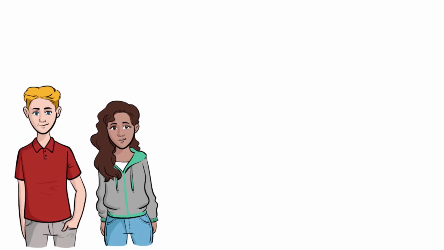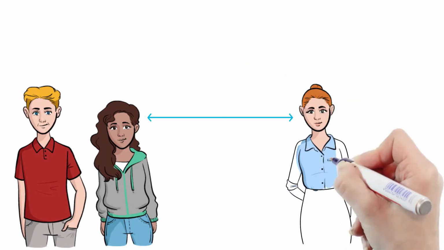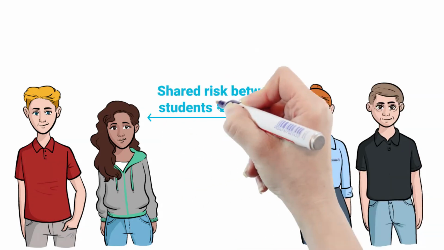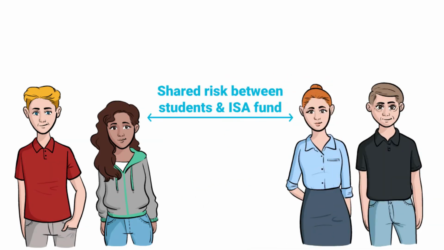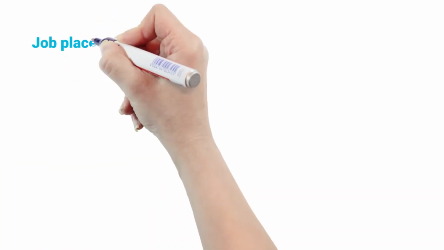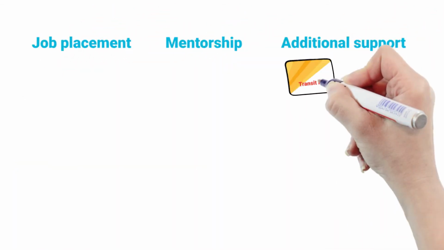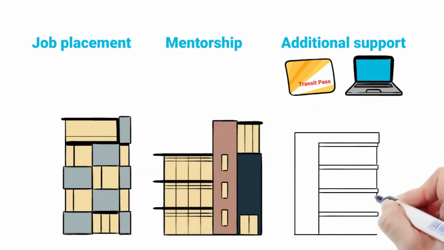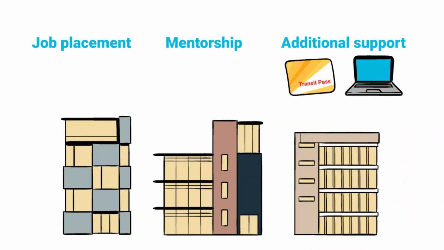Traditional loans put all the risk on students. With an ISA, the fund doesn't get paid unless you do. Everyone wins when a student completes a program and gets a high-paying job. In addition to education from industry professionals, you gain access to a variety of helpful resources to accelerate your career, like job placement, mentorship, and other support.